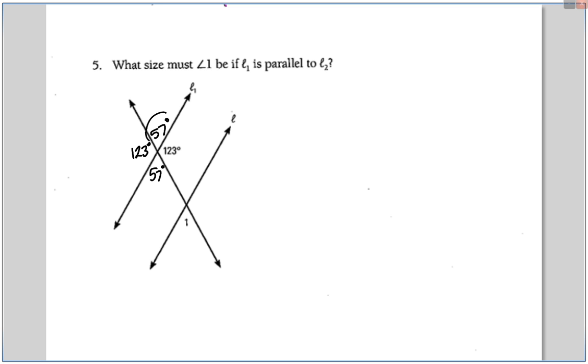So 57's top right, so it goes there. And vertically opposite, this is 57 here. So angle 1 must be equivalent to 57. I can even fill in these as well. Okay, sort of get the neighborhood of points. Okay, these neighborhood of points must be the same as these neighborhood of points.